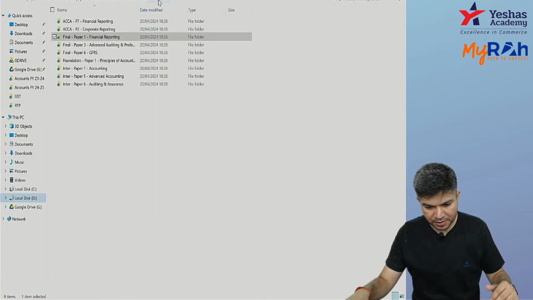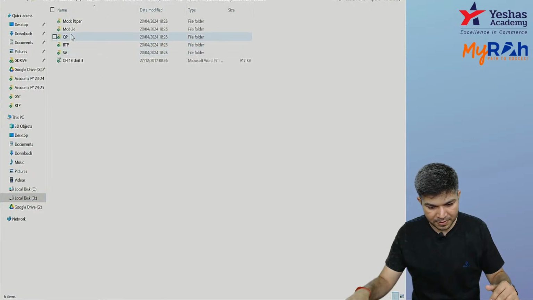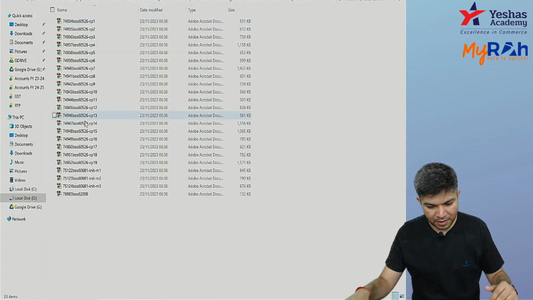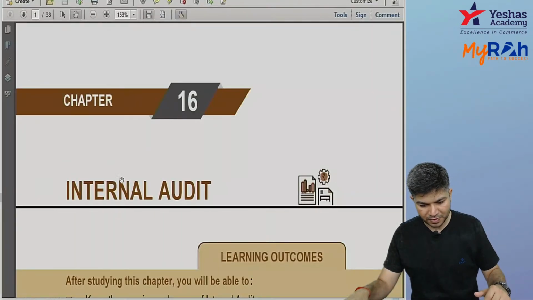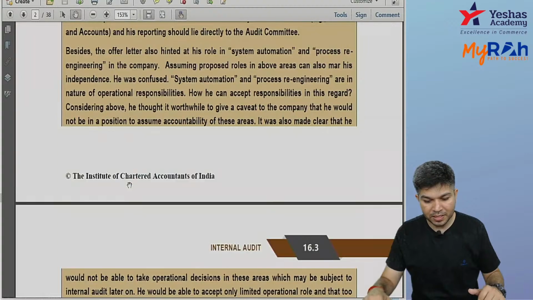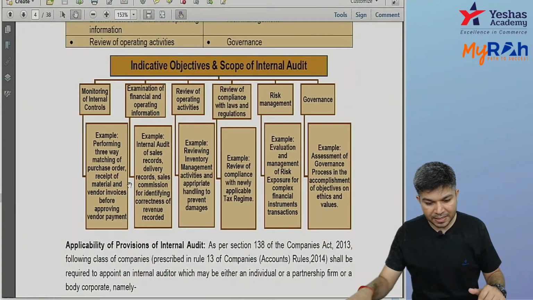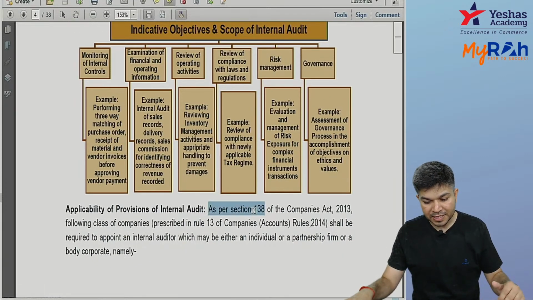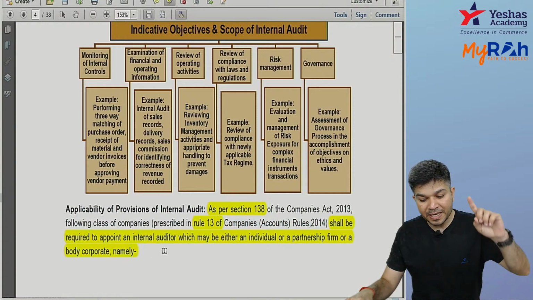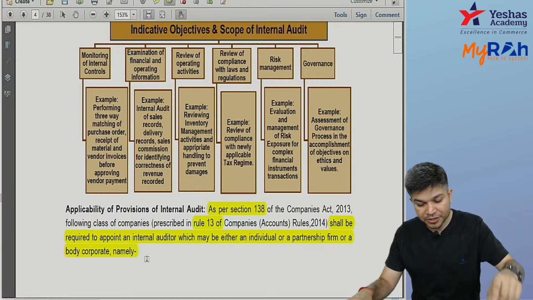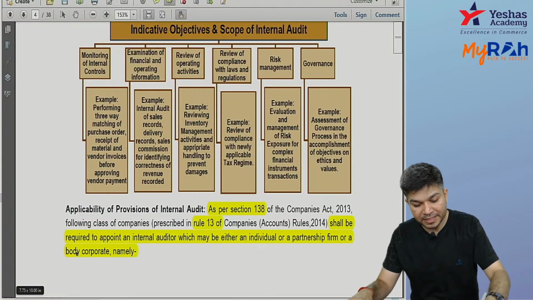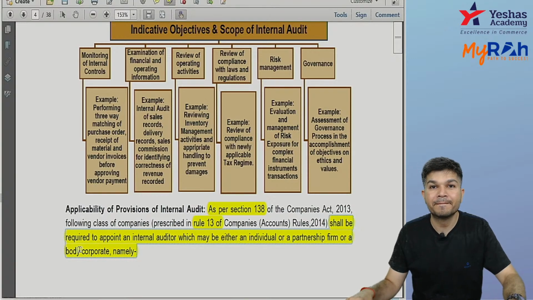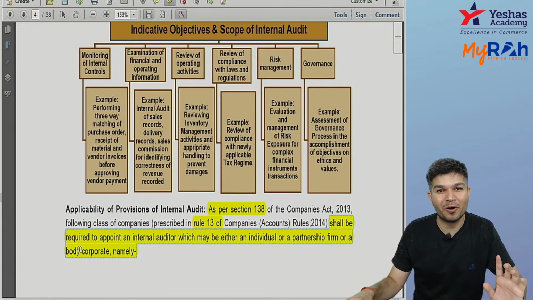ICAI material, CA final, latest edition. I open up the chapter. Okay, this is chapter number 16, internal audit, on page number 4. Check out: as per section 138 with rule 13, the following class of company shall be required to appoint an internal auditor, which may be either an individual or a partnership firm or a body corporate. I hope you're clear. The internal auditor can be a body corporate.